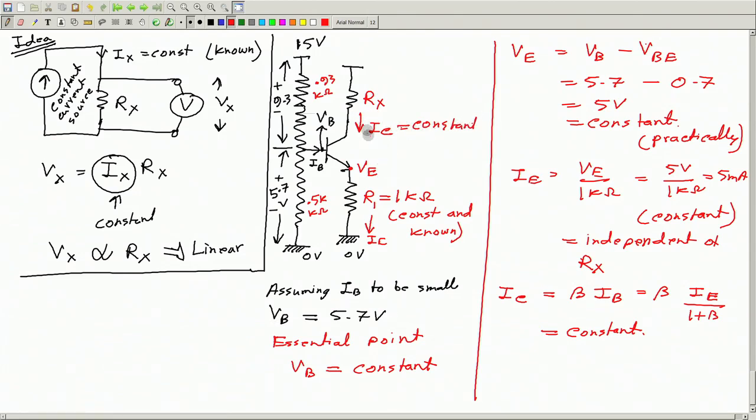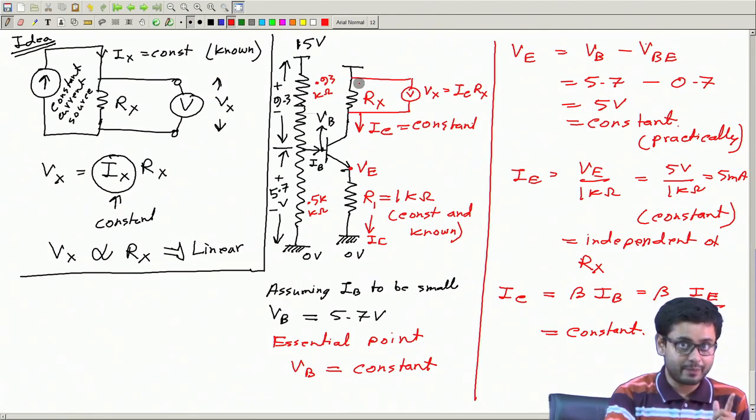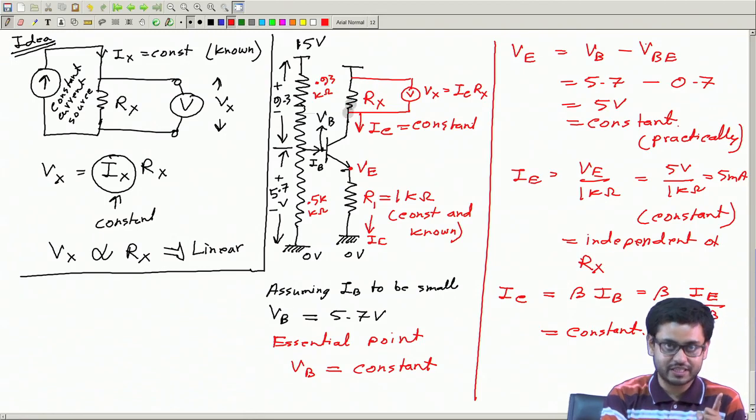So we have generated a constant current source, and this doesn't depend on Rx. Whatever value of Rx you put, within some range of course, this current IC will remain constant. Therefore, if you measure this voltage with a voltmeter, since the current is constant, the voltmeter reading Vx will be IC times Rx, proportional to Rx. So this is a linear voltmeter, and let me just recap how we got this current constant.